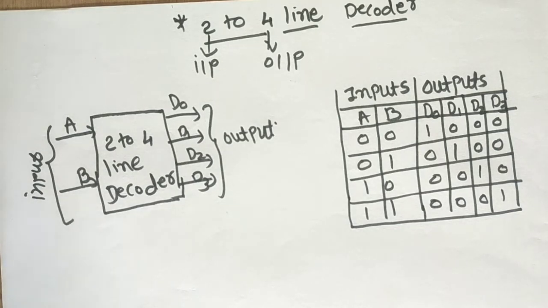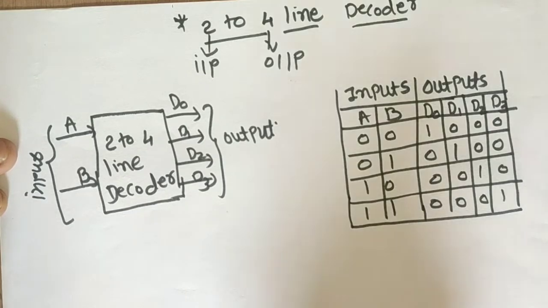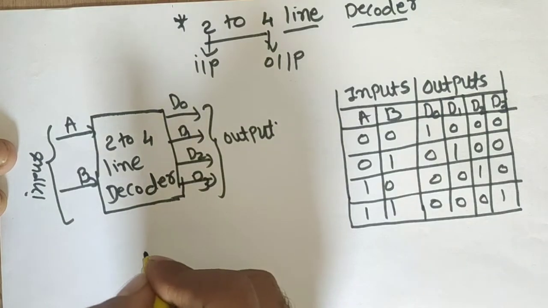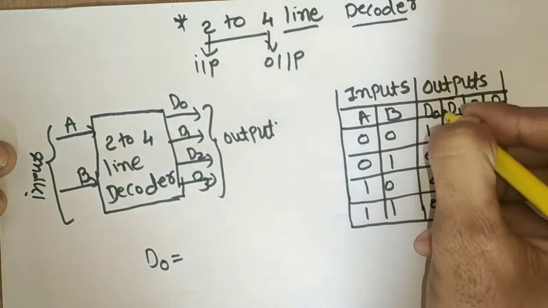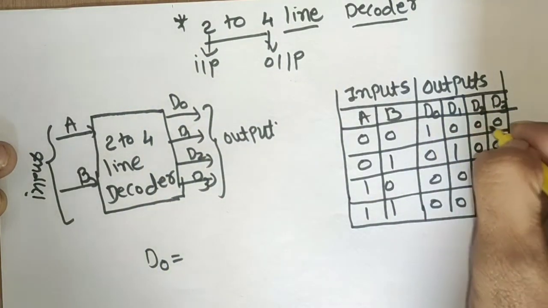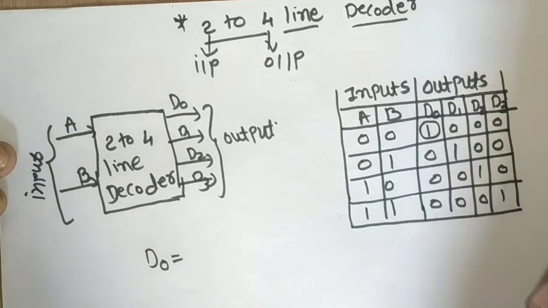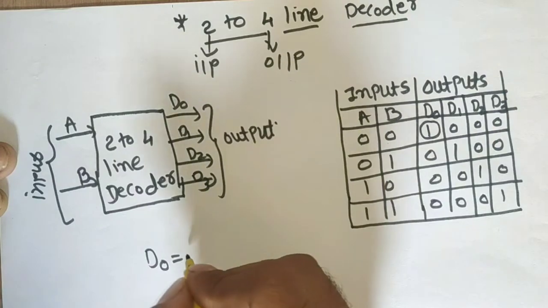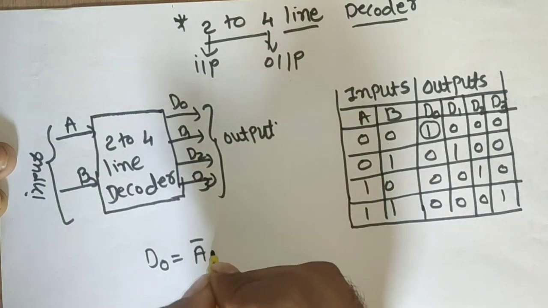Now using this truth table, we can design the circuit diagram and the characteristic equation of these output signals. First, what is the characteristic equation of D0? D0 equals 1 only once, at the time when input A is 0 as well as B is also 0, and 0 is represented as a complement signal.